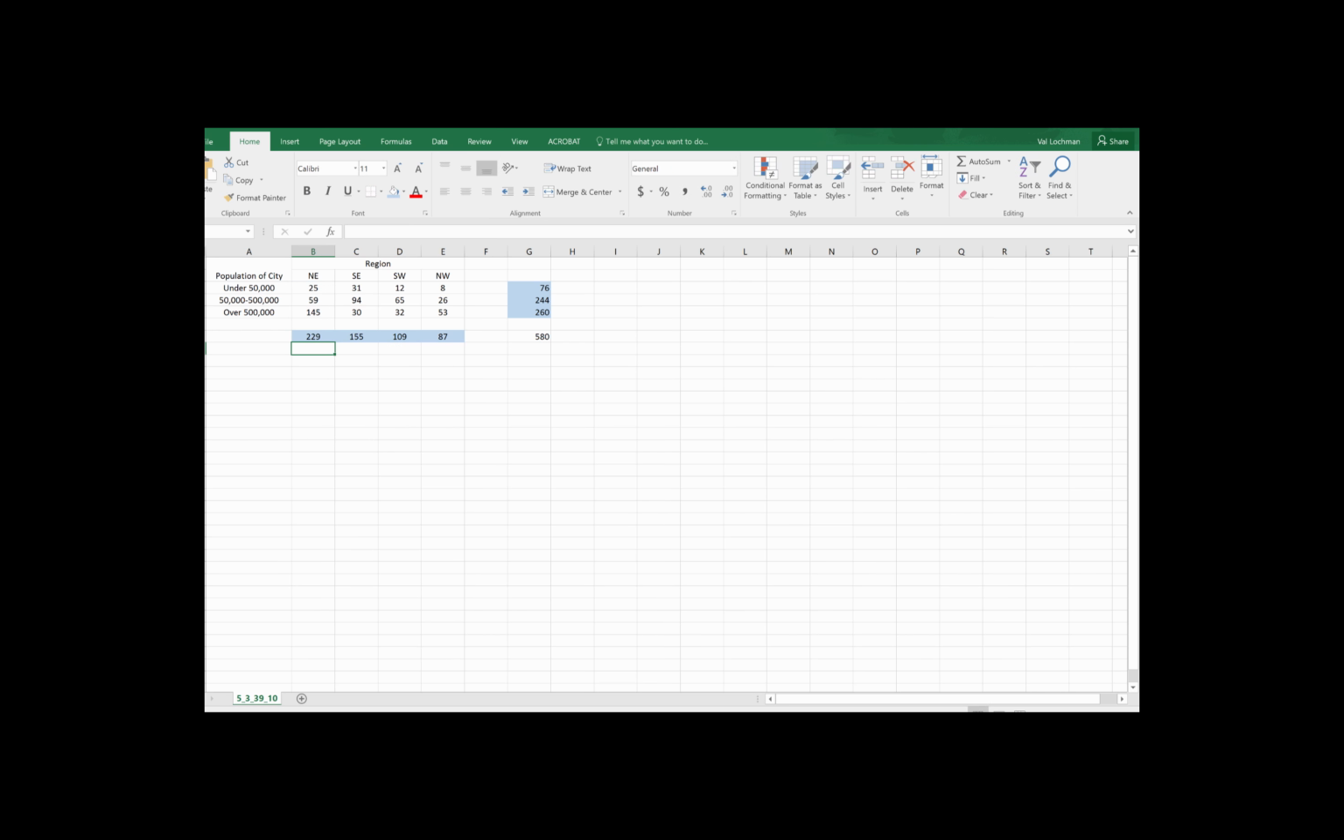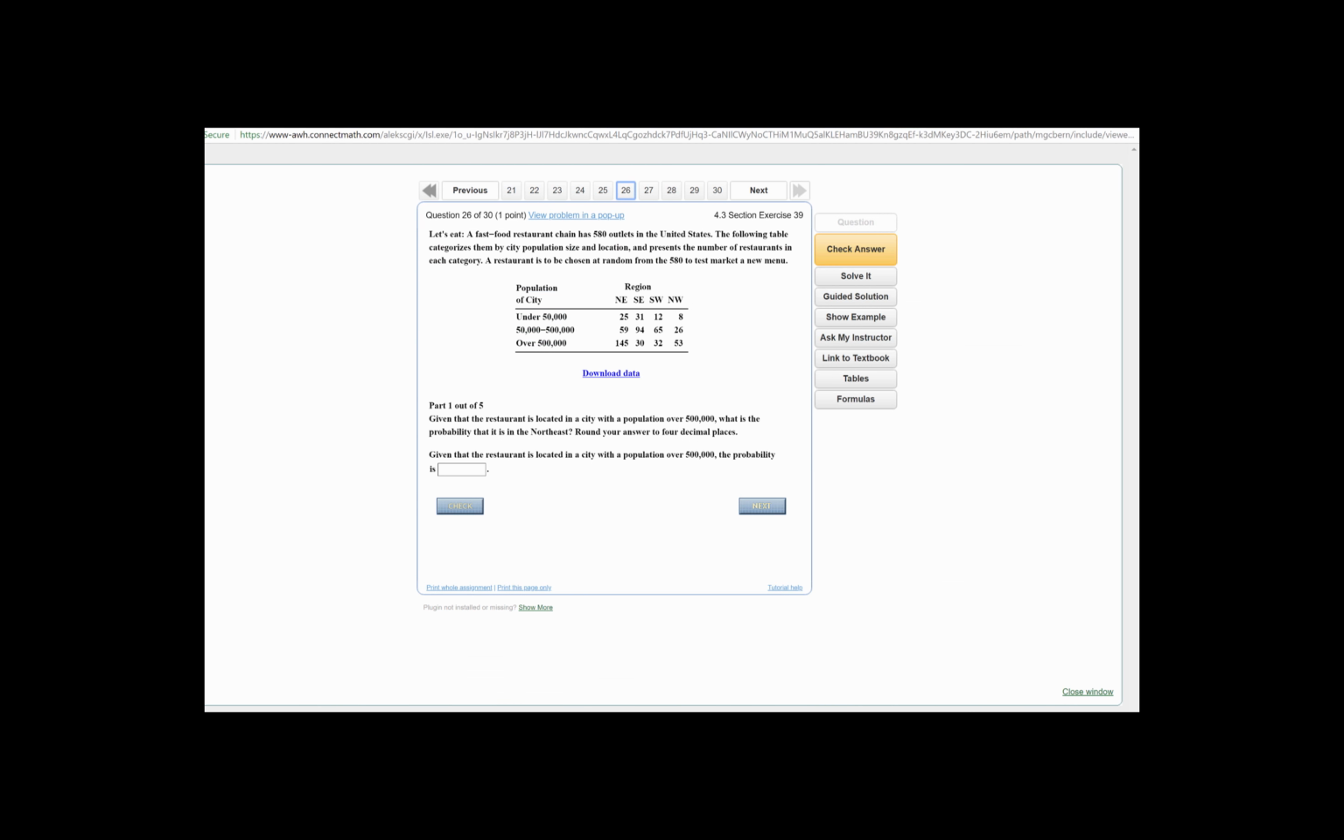Okay, this is how you would do it. And you can also do the same thing for adding these numbers and these numbers to make sure that you get 580. Okay, that's the total number of observations. So once you get that done, you don't have to do it. You can do it just on a piece of paper, but I think it's convenient to have this option. Let's go ahead and answer all of the questions.